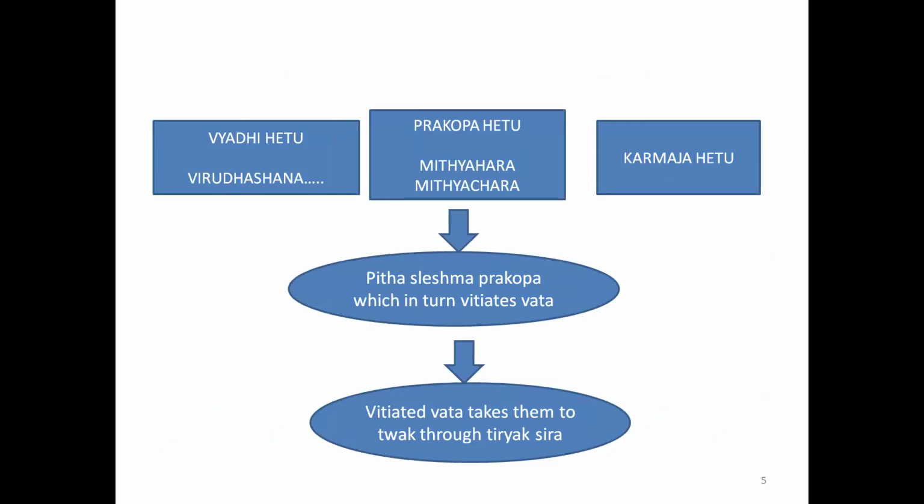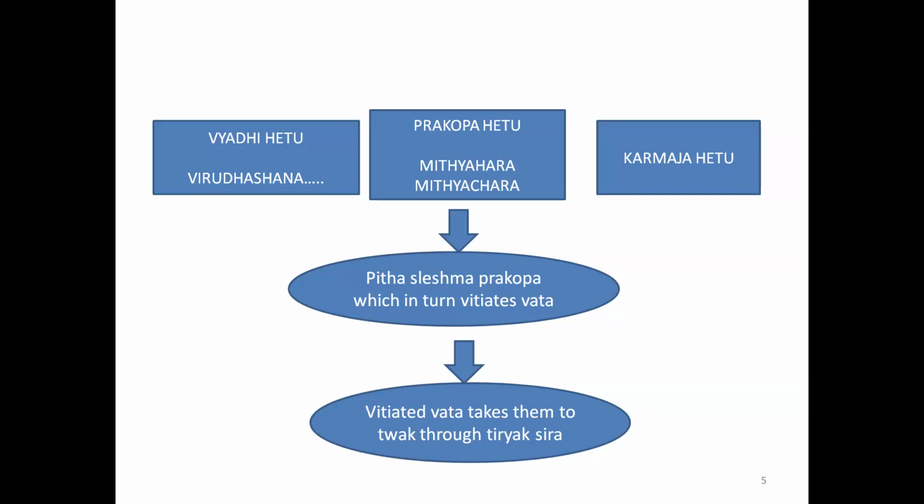While discussing Kushta, Vyadhi hetu, Viruddha Ahara Viharas are explained. Prajnaparadha hetu, Mithya Ahara Viharas and Mithya Acharas are explained. And along with that, we can see the Karma hetu also, Karmaja hetu. The Karmaja hetu functions at the level of Srotovaigunya. Due to the Karmaja hetu, as per Ayurvedic principle, some Srotovaigunya occurs at the level of Rasavaha, Raktavaha, or Mamsavaha Srotas.